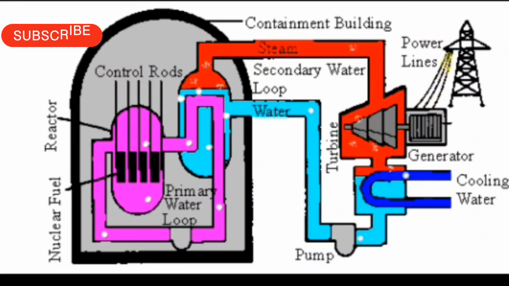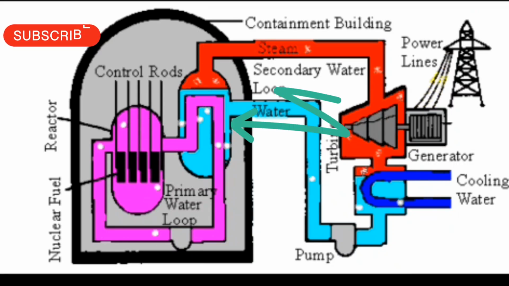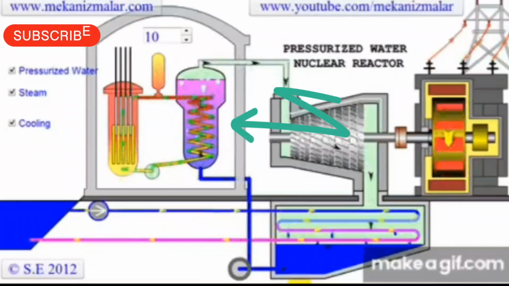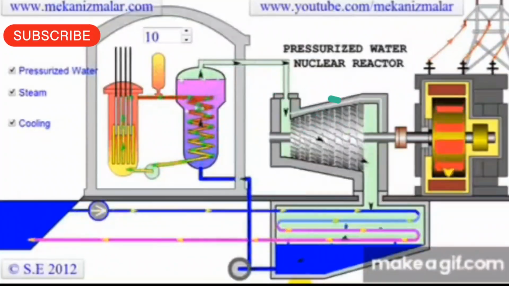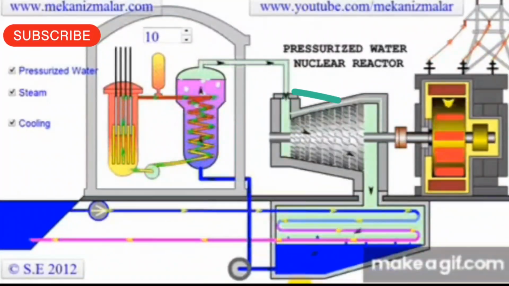2. Heat generation and coolant flow. The heat generated in the reactor is absorbed by a coolant, usually water or liquid sodium. This coolant flows through the reactor core and becomes extremely hot. In some reactors, this water is kept under high pressure to prevent it from boiling. This hot water is then directed to a heat exchanger or steam generator.